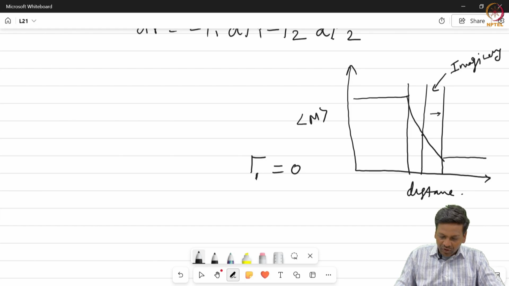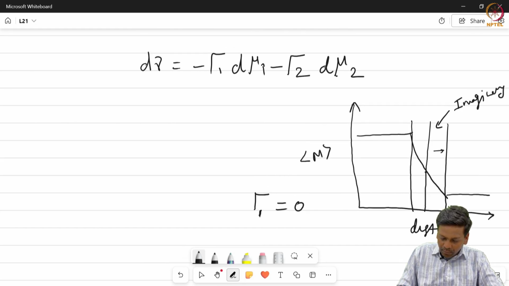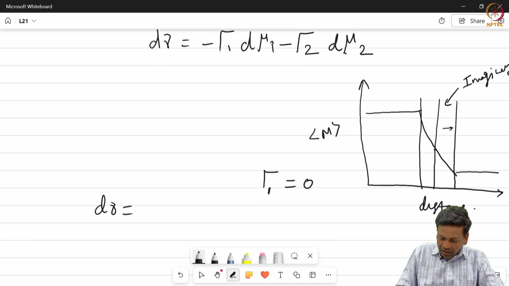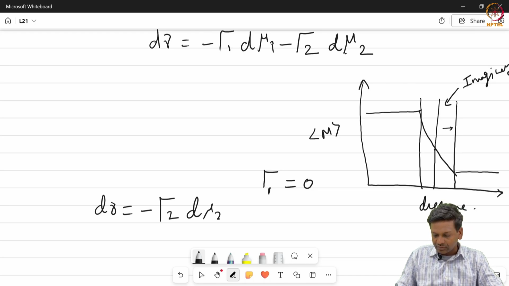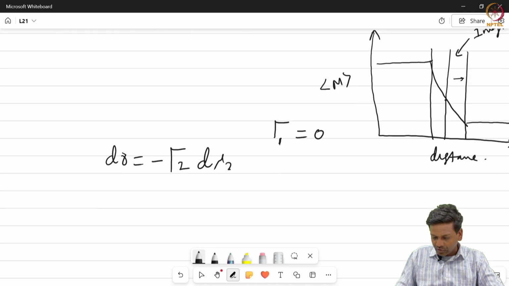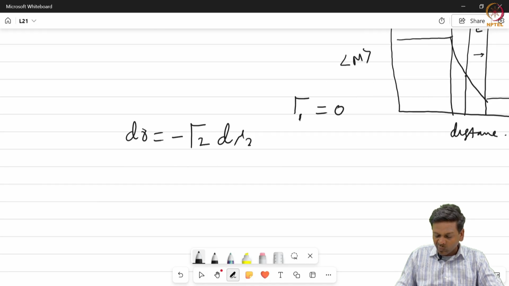In such a case you can obtain the gamma equation something like this. It will be simply d gamma equals minus gamma 2 d mu 2. Now what we can do is, we know what d mu 2 is.